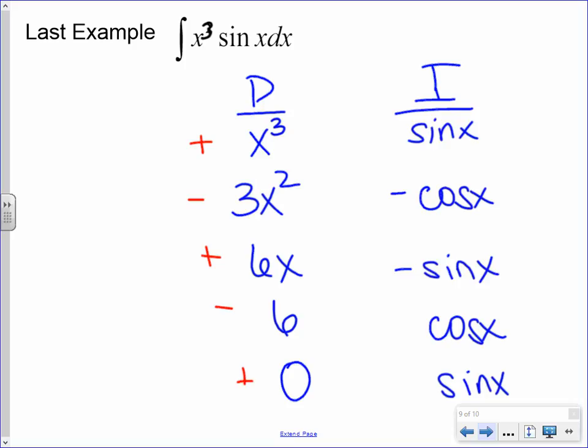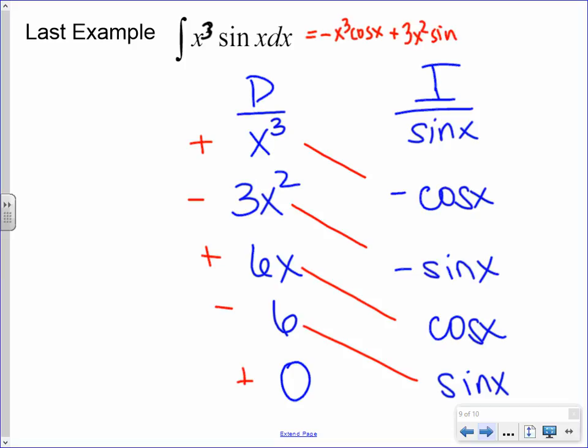And then we match up our products with the next row. So the integral of x cubed times sine of x dx becomes negative x cubed cosine of x plus 3x squared sine of x plus 6x cosine of x minus 6 sine of x plus c.